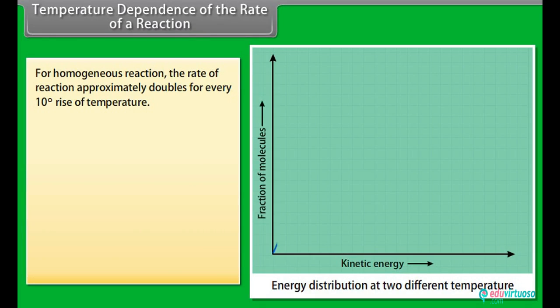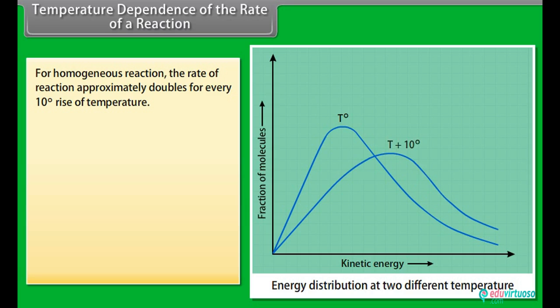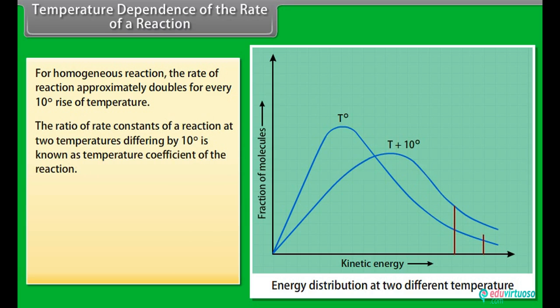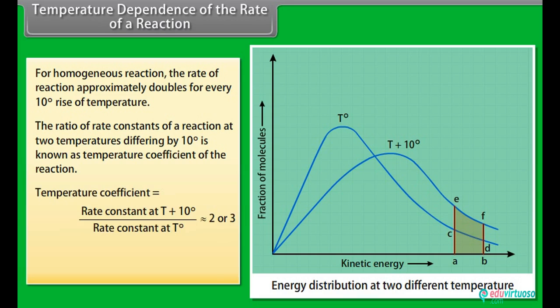Temperature dependence of the rate of a reaction. For homogeneous reactions, the rate of reaction approximately doubles for every 10 degree rise of temperature. The ratio of rate constants of a reaction at two temperatures differing by 10 degrees is known as the temperature coefficient of the reaction. The value of temperature coefficient for most of the reactions is close to 2 and in some cases it approaches 3.